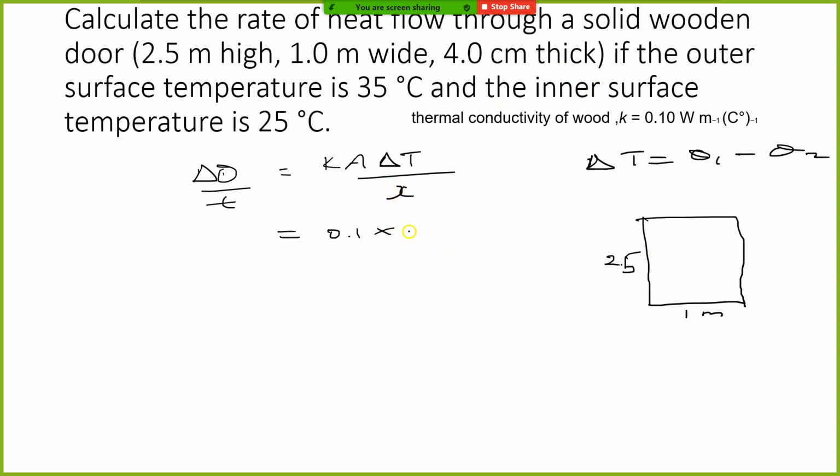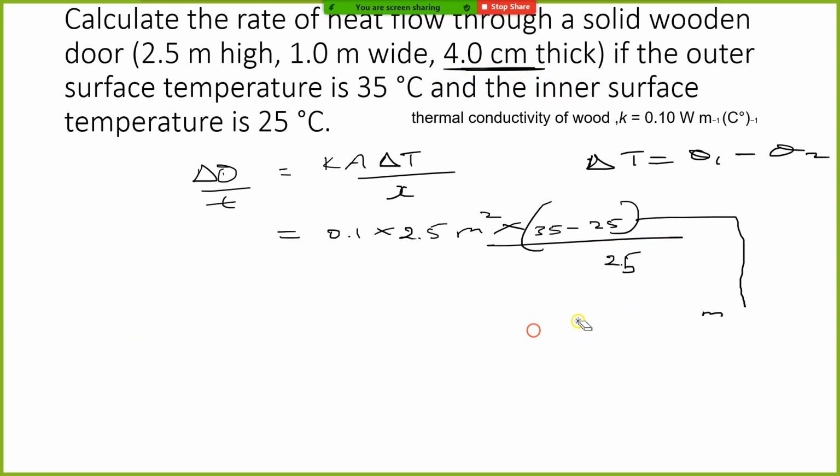So the area in this case is 2.5, because 2.5 times 1 gives you 2.5 meters squared. You're going to multiply that by your change in temperature, which is the higher temperature minus the lower, 35 minus 25. Divide that by the thickness, which is in centimeters. We have to convert that into meters. So this is what you're going to do now.